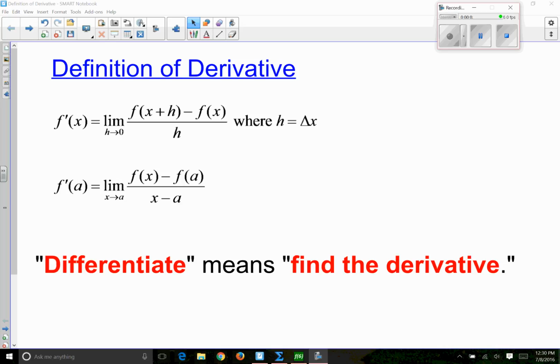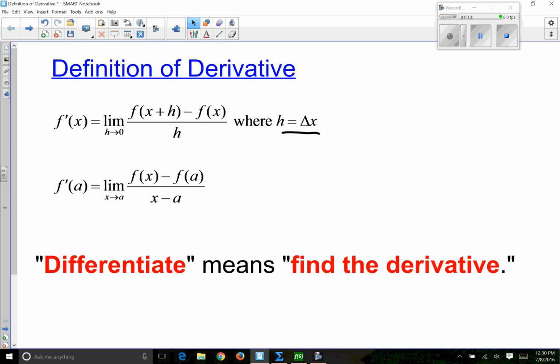Definition of derivative. F prime of x means the derivative of f of x equals, by definition, the limit of f of x plus h minus f of x all over h as h approaches 0. The h in this definition means delta x, which is the change in x.